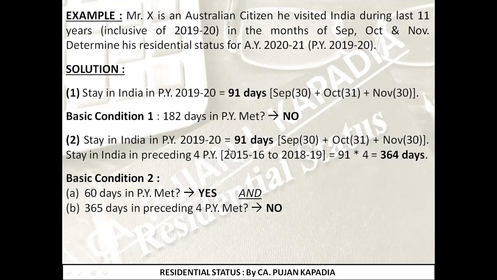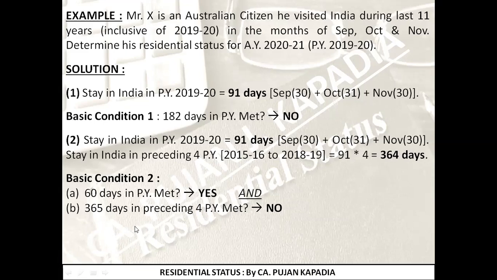B condition says that in the 4 preceding years, he should be in India for at least 365 days. Now let's check. In 1 year, he is for 91 days. So for 4 years, he is going to be for 364 days. What is my condition? 365 days. So whether it is being fulfilled, answer is no. It is not being fulfilled. Why? Because the requirement is 365, but he is available for 364 days.